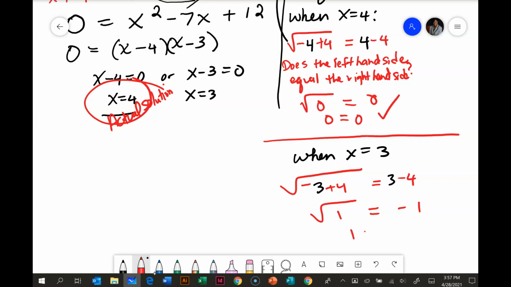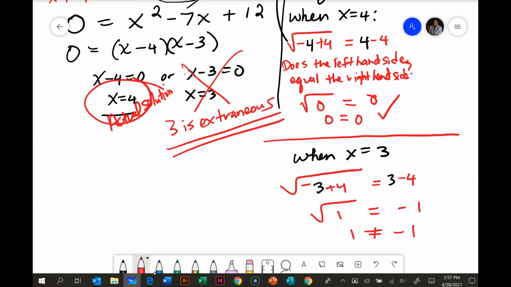The square root of 1 is 1. 1 does not equal negative 1. So what does that mean for 3? 3 is not an actual solution. 3 is extraneous. So I hope this tutorial helps you, and I hope you do really well on the final exam.